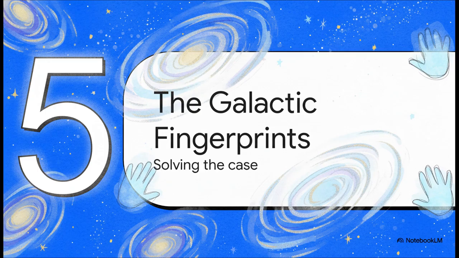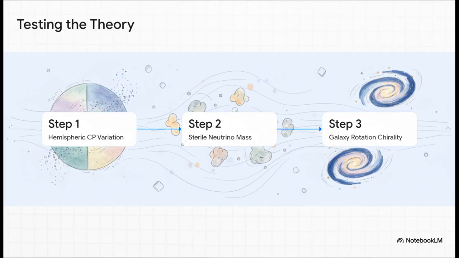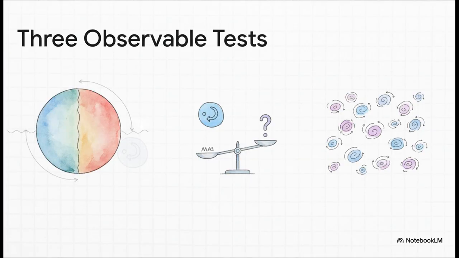So for our final act, let's look for the fingerprints. What clues could this cosmic handedness have left on the universe that we can actually find? And this theory gives us three very concrete, observable things to look for. If the universe really is handed, we should be able to see its fingerprints on everything, from the fundamental laws of physics all the way up to the spin of entire galaxies. So let's quickly break those down.